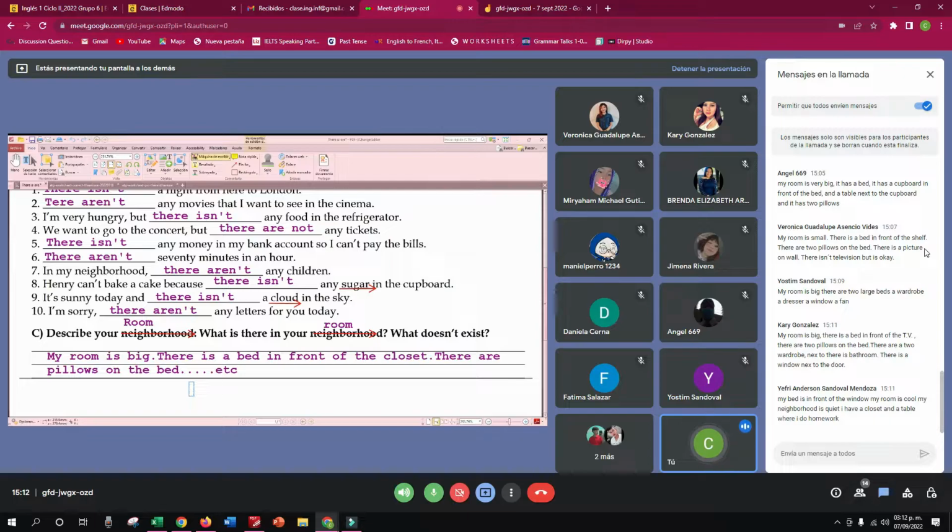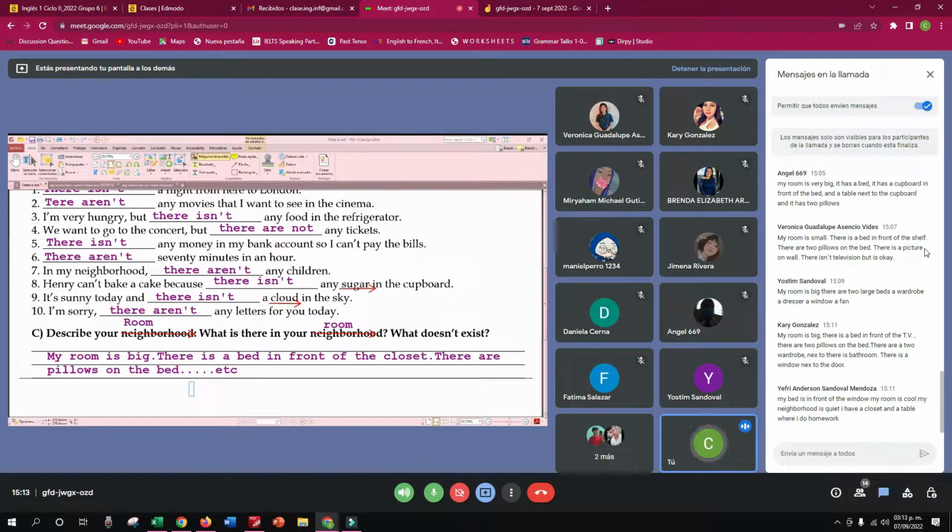My room is big. There is a bed in front of the TV. Oh, you have one TV in your bedroom. Nice. There are 2 pillows on the bed. There are 2 wardrobe. 2, right? Next to. Oh, next. Te faltó una T ahí. Next to. There is a bathroom. And there is a window next to the door. Perfect. Good. Excellent, Kari. Nice.